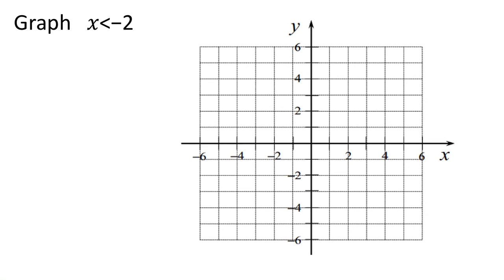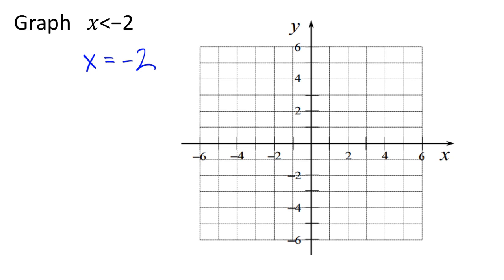So let's go ahead and graph this inequality right here. It says x is less than -2. We are going to look at this as just a straight line. So I'm just looking for the line x equals -2. Why am I doing that? Because the line tells me where we're going to transition from truth to false or false to truth.